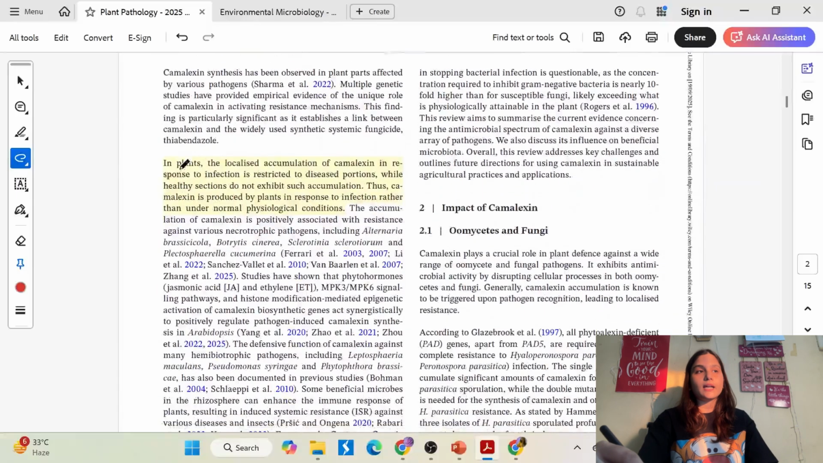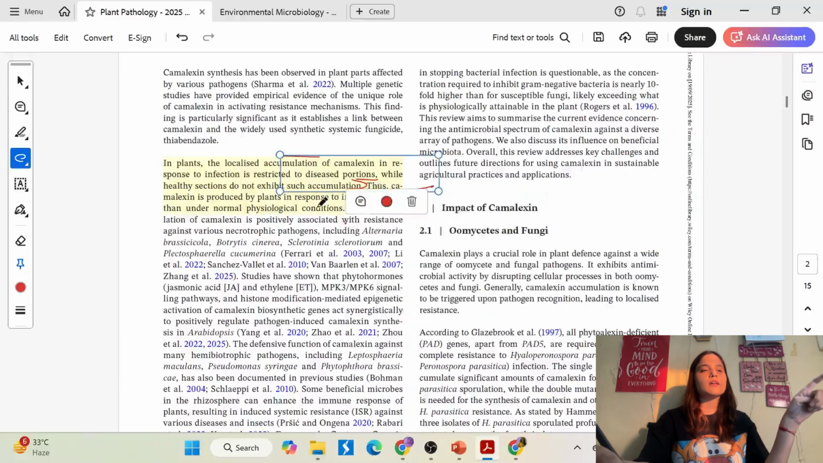Okay, moving forward, it has been stated that in plants, the localized accumulation of camalexin in response to infection is restricted to diseased portions, while healthy sections do not exhibit such accumulation. They have stated that when there is a localized infection at a particular spot in a plant, the synthesis of phytoalexin is initiated. Apart from this, the healthy sections do not exhibit such accumulation of phytoalexins. Thus, camalexin is produced by plants in response to infection rather than under normal physiological conditions.